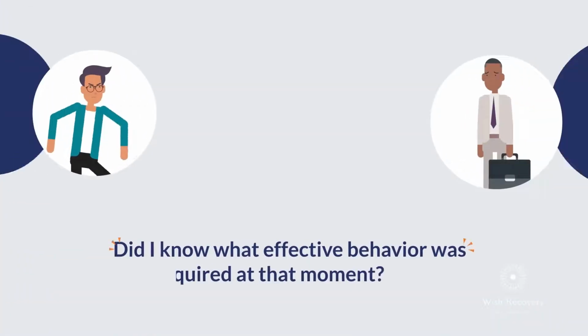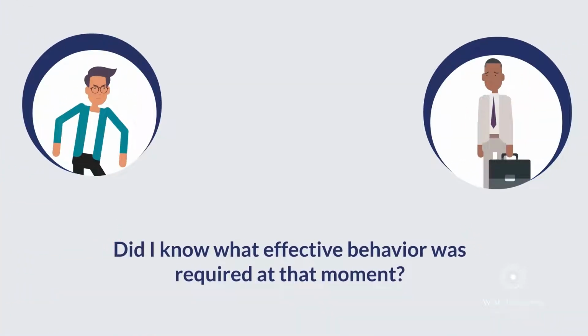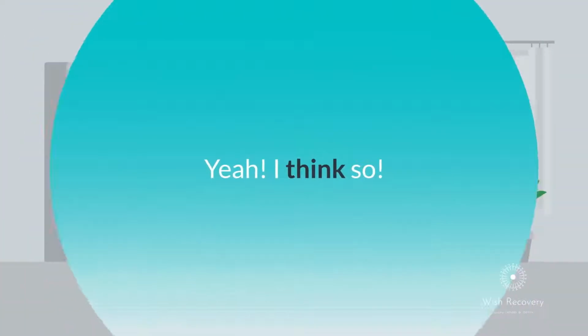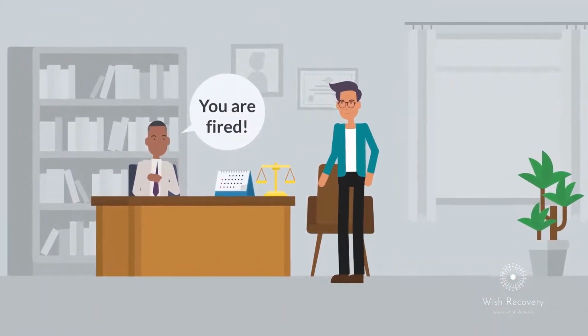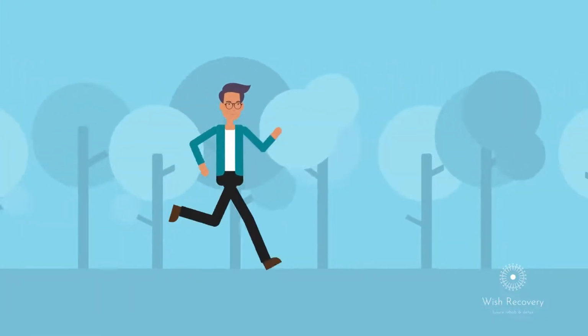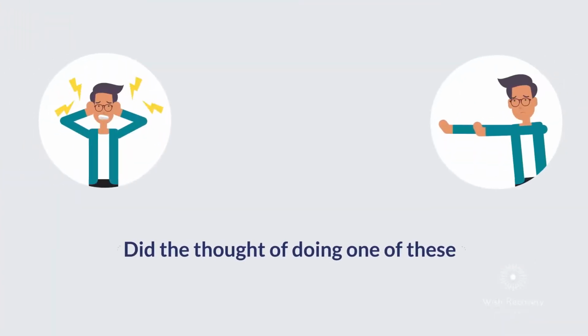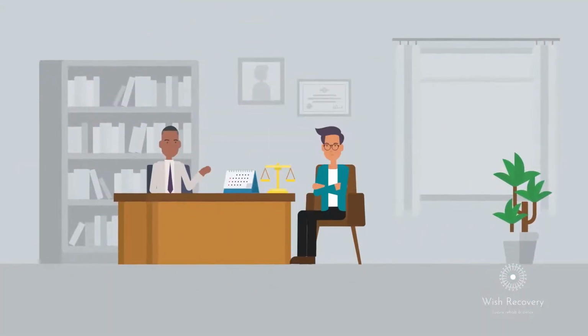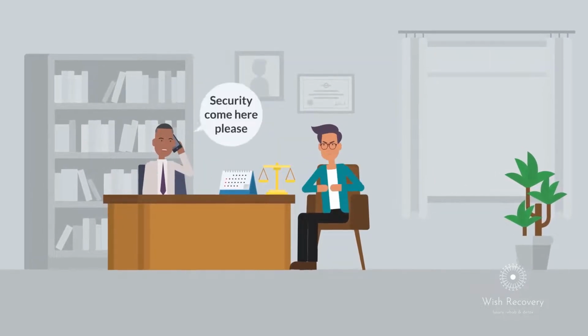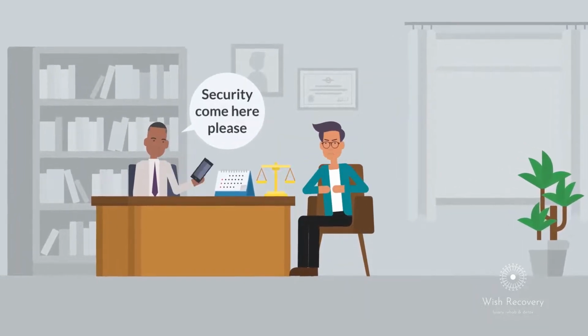Did I know what effective behavior was required at that moment? Yeah, I think so. I could have done some deep breathing exercises or a mindfulness meditation to calm myself down. I could have even taken a long walk. Did the thought of doing one of these effective behaviors ever enter my mind? No, I guess it didn't really. I just wanted to get high. That's how I've always dealt with bad news. I didn't think twice about being sober.